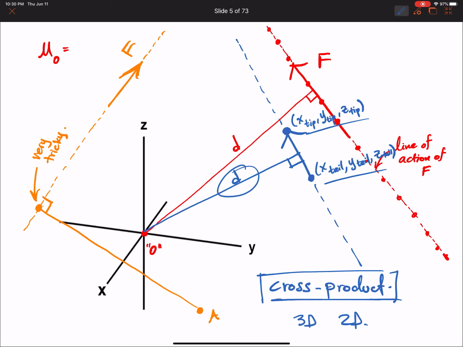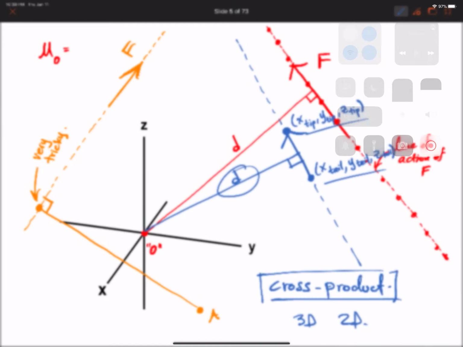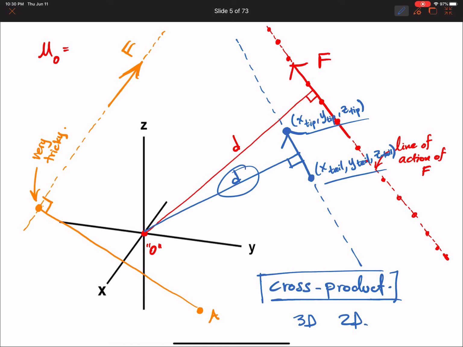Well, thank you very much. See you on the other side, in which we will define moment in a rigorous way, and we'll present first 2D examples, and then we'll extend that to 3D. Perfect. Well, thank you, and see you on the other side.